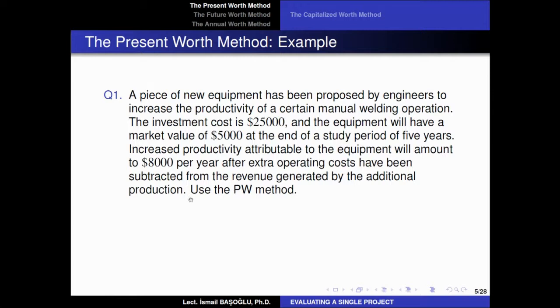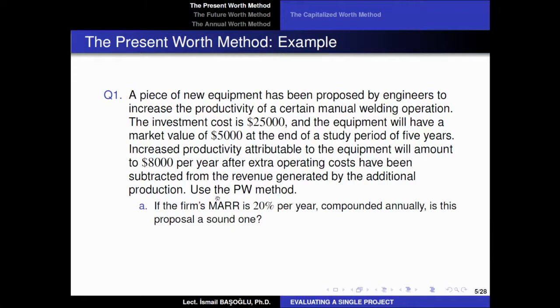The question is this: we want to use the present worth method and calculate the present worth of this cash flow diagram. What is the present worth of this investment? However, in the first part, it says the firm's minimum attractive rate of return is 20% per year compounded annually. In that case, is this proposal a sound one? So basically asking this, under this minimum attractive rate of return of 20%, would you invest in this equipment?